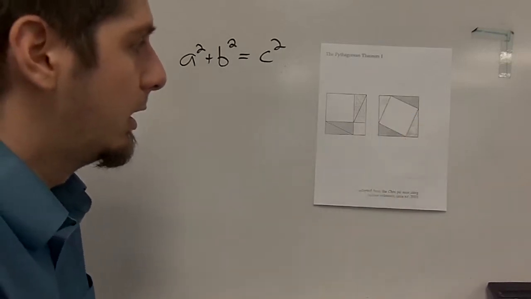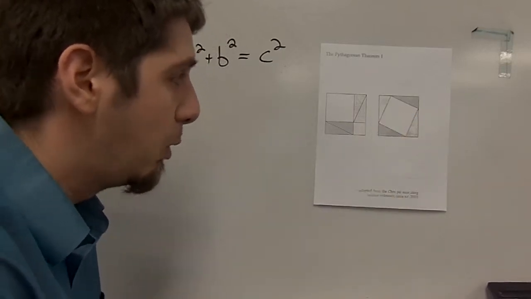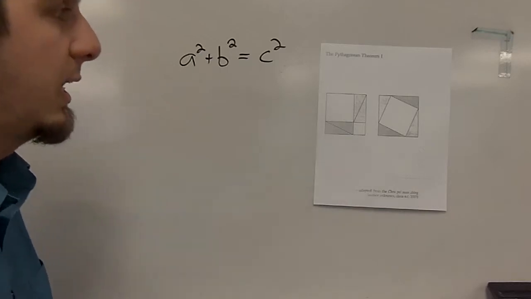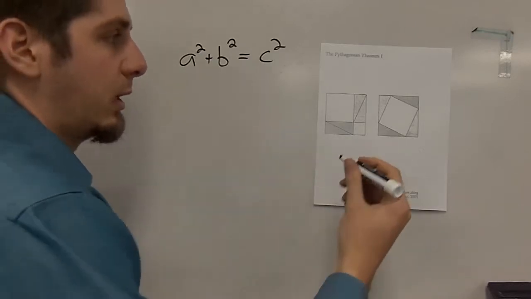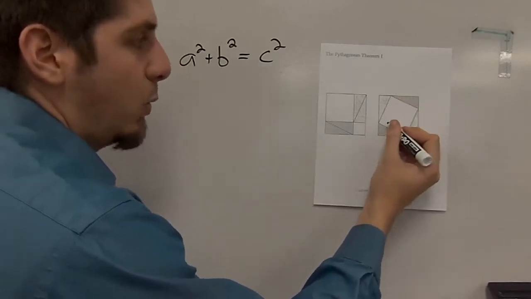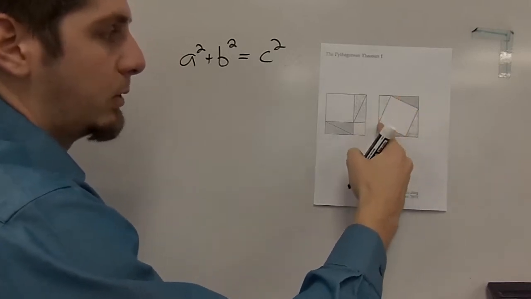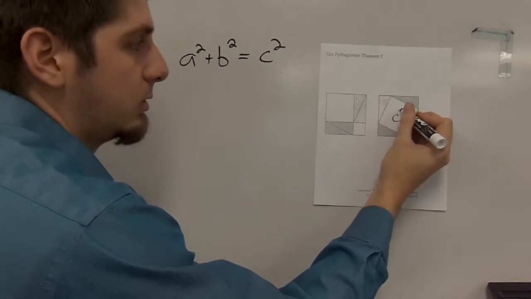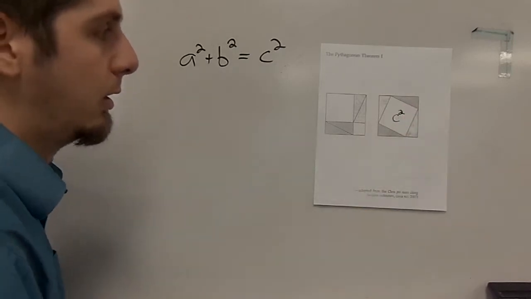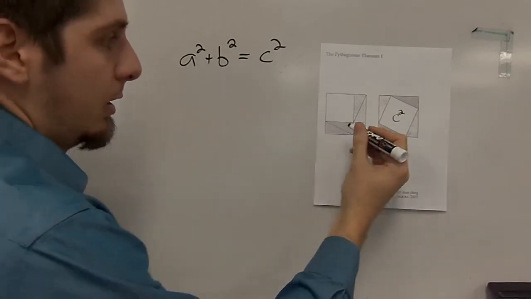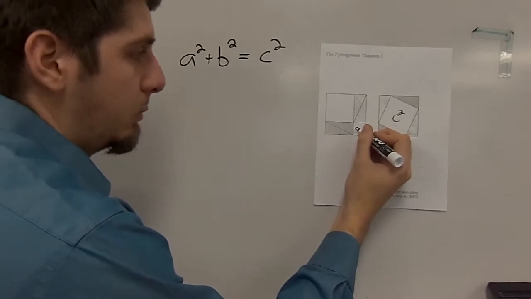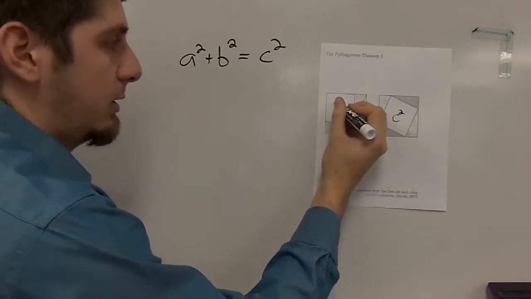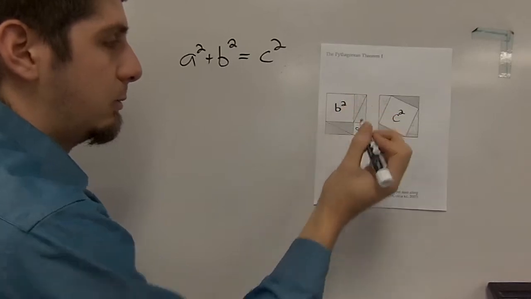The whole purpose of this is to show you that a squared plus b squared equals c squared. And the white area in the middle, formed by these right triangles, actually represents c squared. This square represents a squared, and this represents b squared.